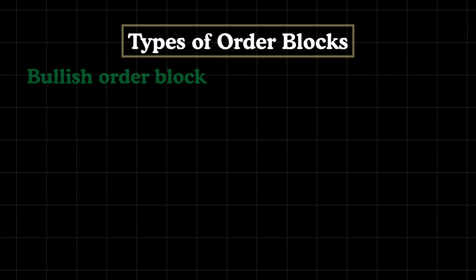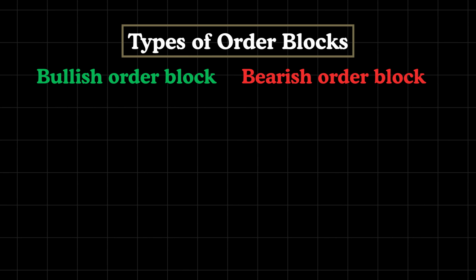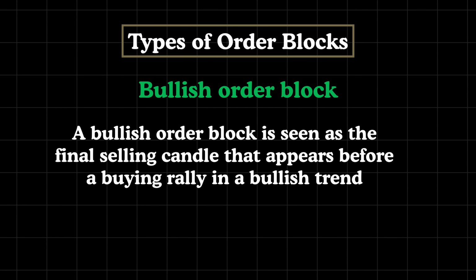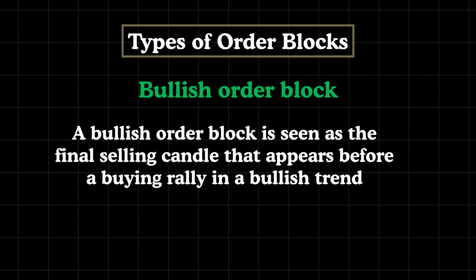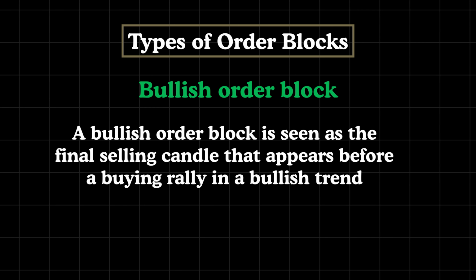Now on to the types of order blocks. We mainly have two: bullish order blocks and bearish order blocks. A bullish order block is seen as the final selling candle that appears before a buying rally in a bullish trend. Let me show you how to spot a bullish order block.